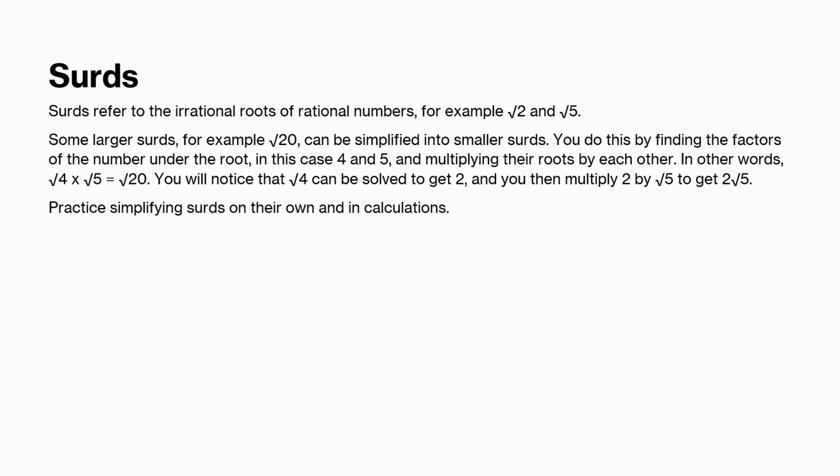Practice simplifying surds on their own and in calculations. For example, the root of 200 minus the root of 32. First, you get the root of 200, which is the root of 2 multiplied by the root of 100, to give you 10 root 2, since the root of 100 is just 10.